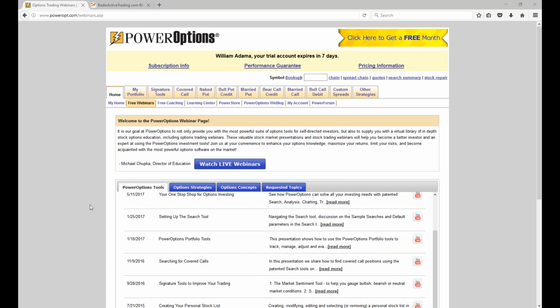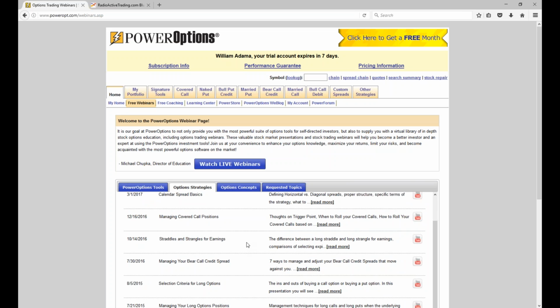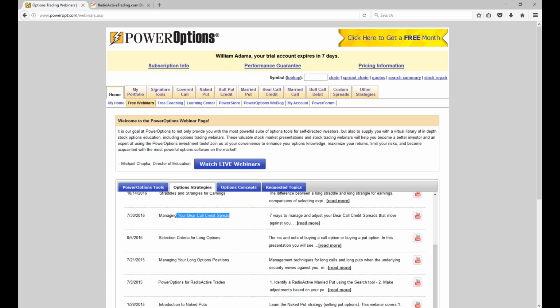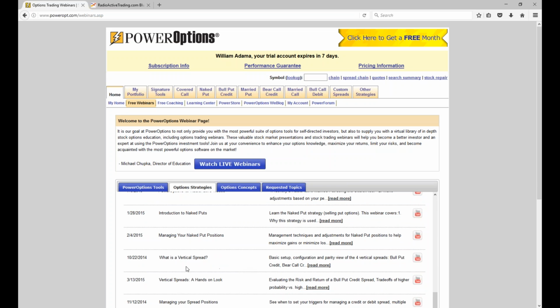powerup.com/webinars.asp. We've got webinars on the tools and the various option strategies. In the option strategies section, you'll see information here for managing bear call spreads and bear put spreads, managing bull spreads, and of course, what is a vertical spread? That's where we review the 4 vertical spreads, of course, and the parity that exists between the bull put credit and the bull call debit, and the bear call credit and the bear put debit as well.